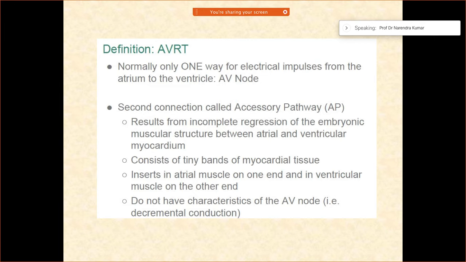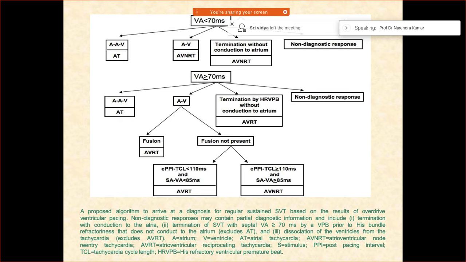The AV node, as we all are aware, has a unique place due to its decremental conduction. Accessory pathways are unique in the sense that they don't have that decremental property of the AV node. A lot of times it becomes confusing. We already spoke about AVNRT being the most common one.